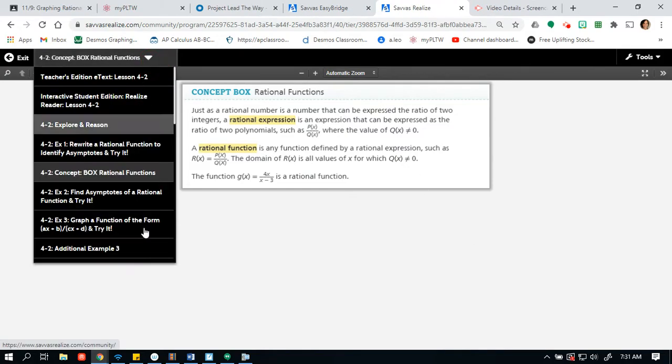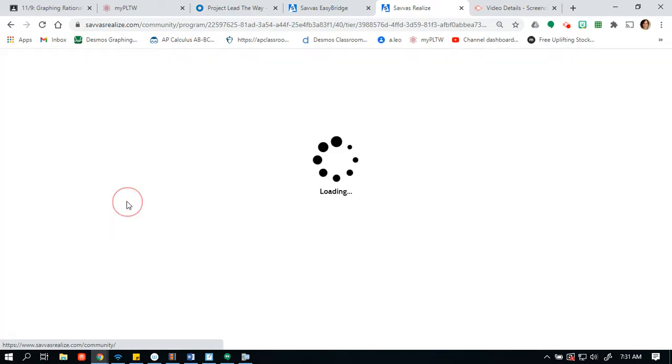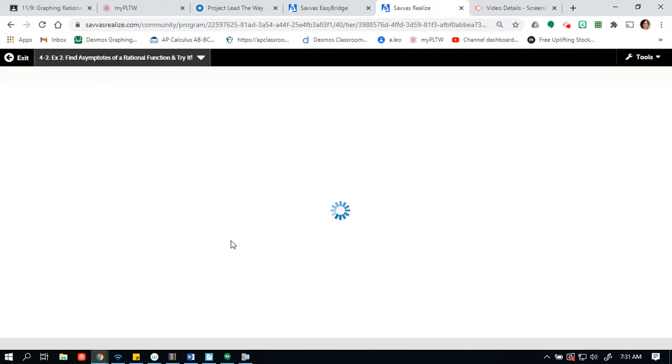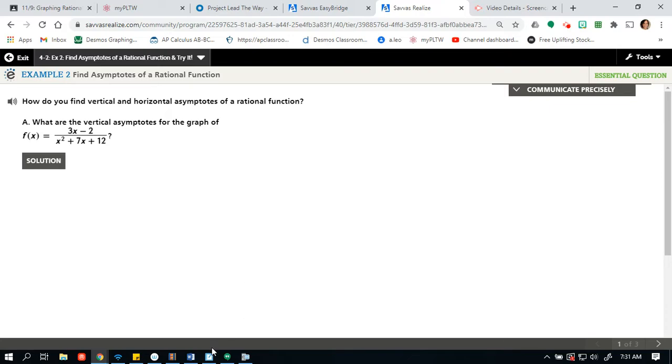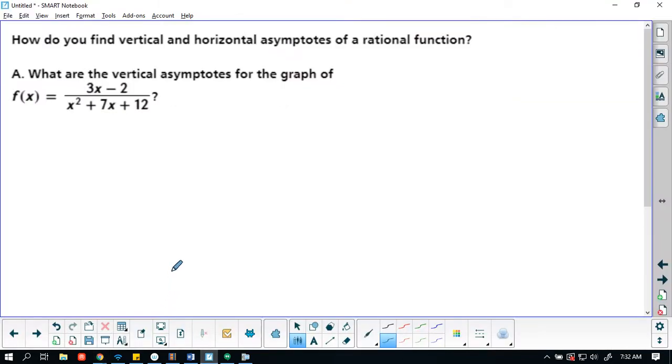All right, so let's go with example 2. We're going to jump straight into this example. How do you find vertical and horizontal asymptotes of a rational function? So we want to know only the vertical asymptotes of this graph. The first thing I'm going to do is remember that the denominator gives us our asymptotes. The denominator gives us where our function is not defined. Therefore, that is going to be my asymptote.